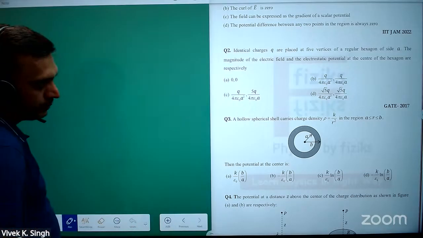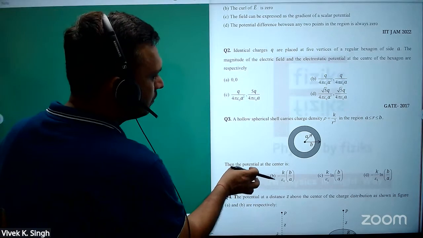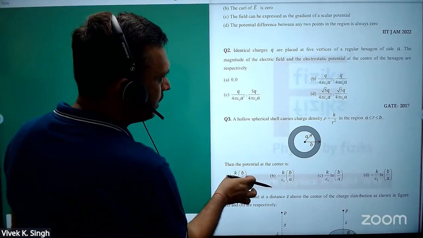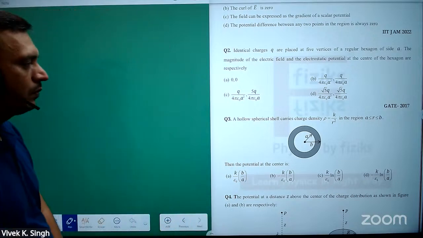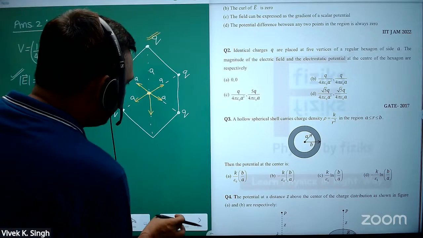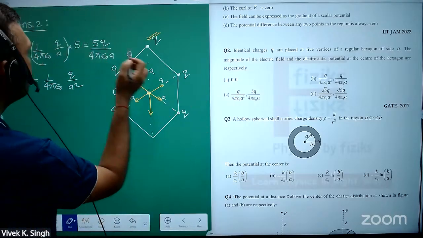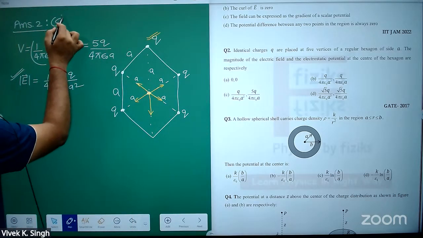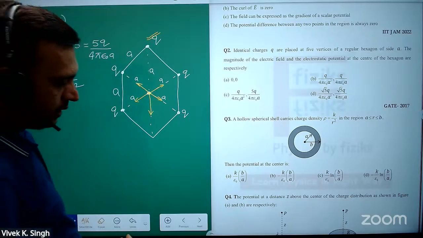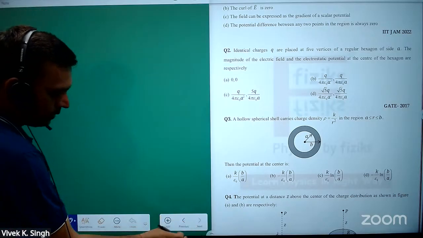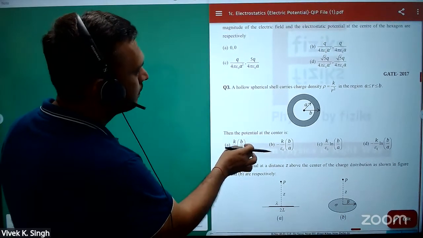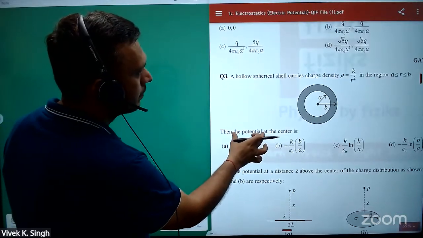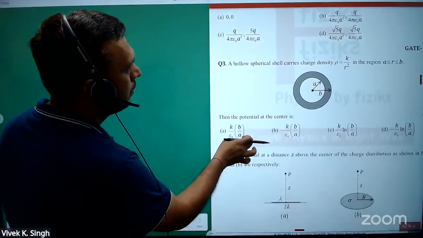See next question. Now consider question number 3. So here in this question, option C is correct. Option C will be correct. Now you have question number 3. Question number 3.